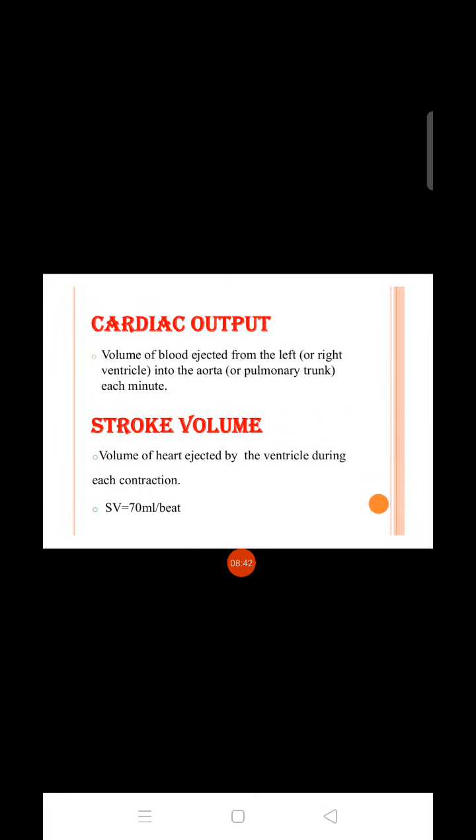Next one is cardiac output. It is the volume of blood ejected from the left and right ventricles into the aorta and pulmonary trunk each minute. Cardiac output is how much blood is pumped from the ventricles into the aorta in each minute. What is the stroke volume? It is the volume ejected by the ventricle during each contraction, about 70 ml per beat. That is the stroke volume.